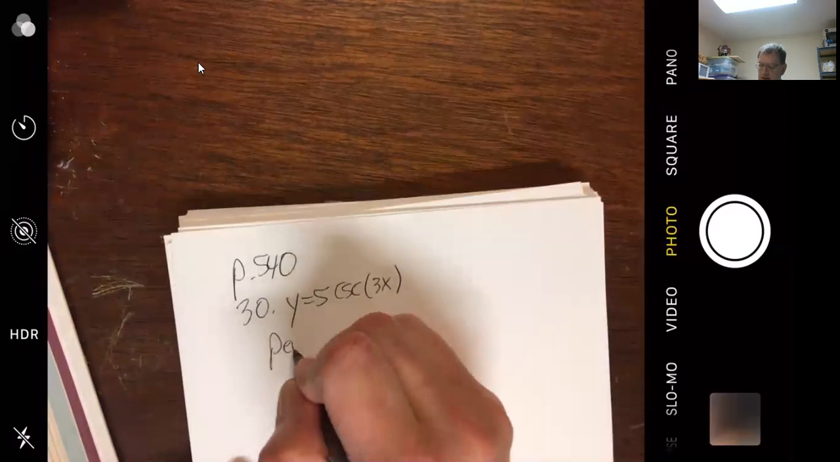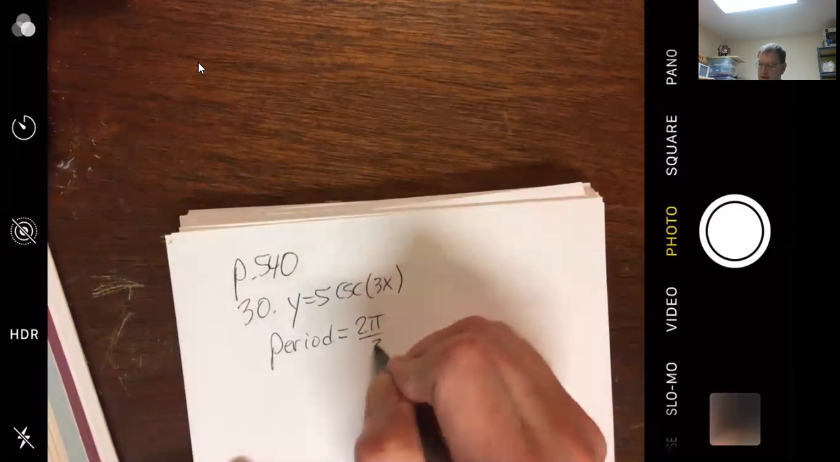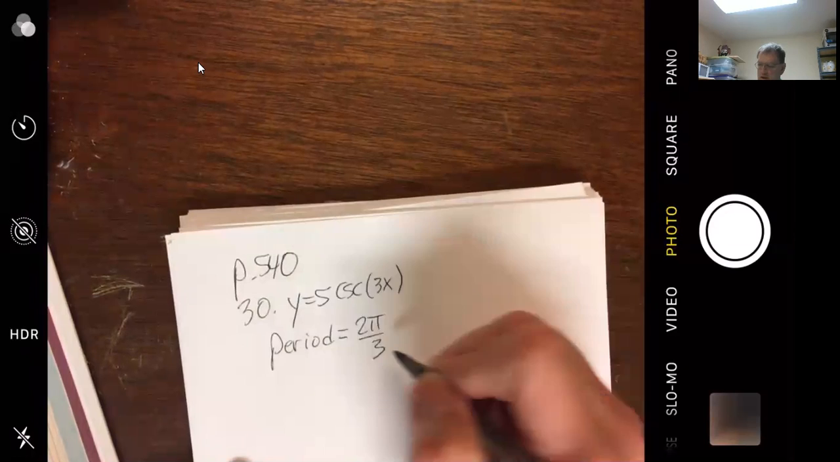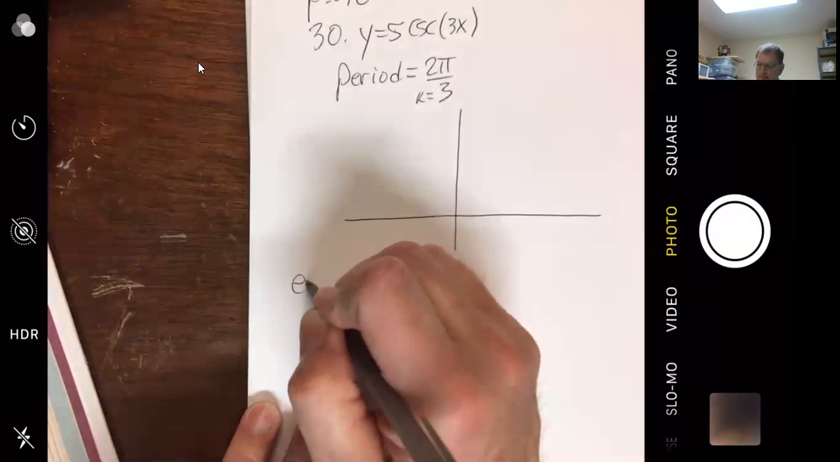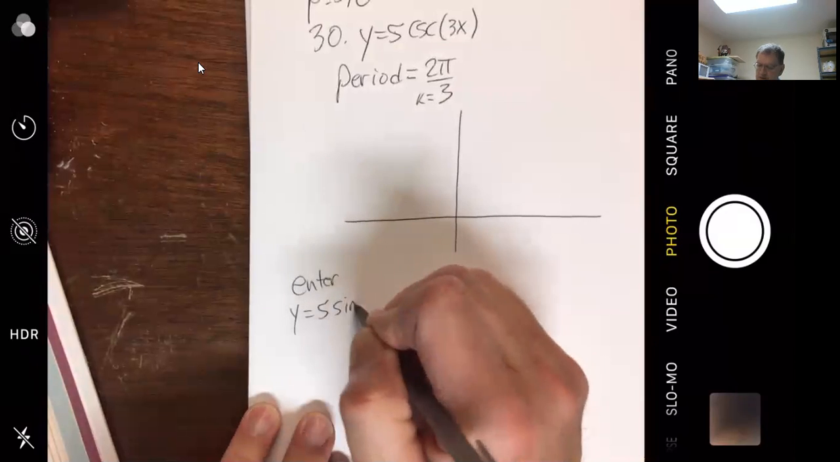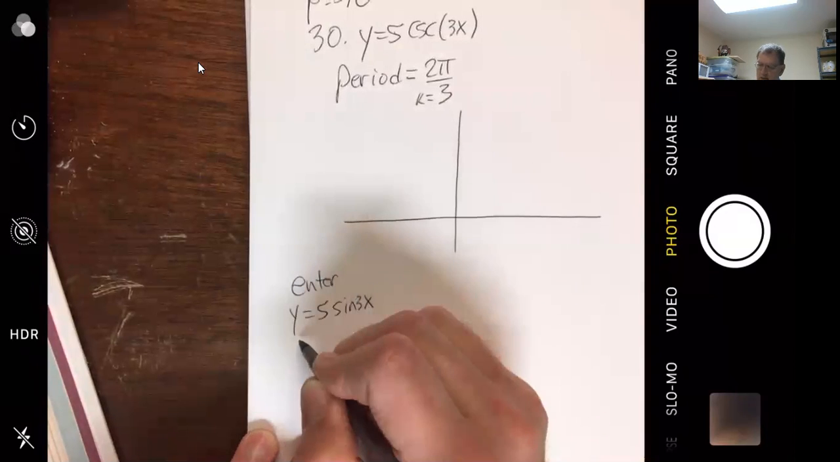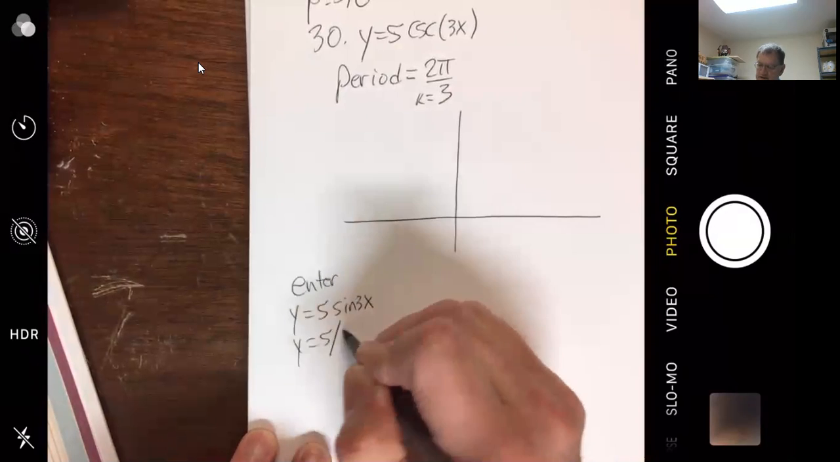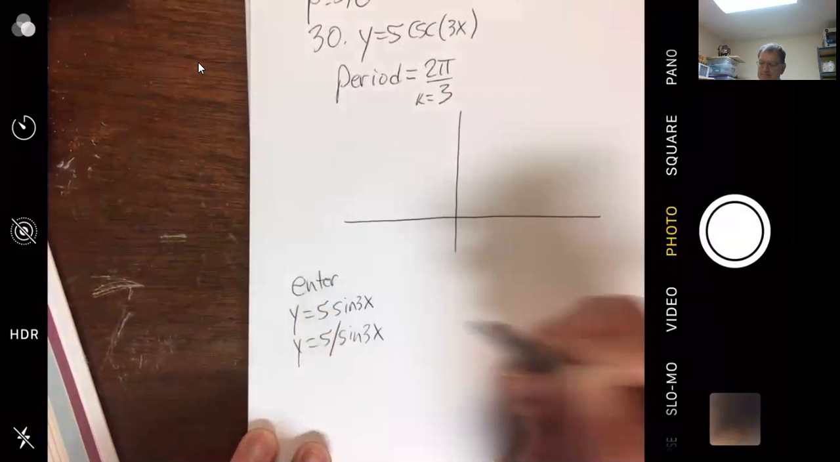So your period is going to be 2 pi over 3, 2 pi over k, where k equals 3. And the 5 is not amplitude. All right, so I'm going to enter y equals 5 sine 3x, and y equals 5 divided by sine 3x.